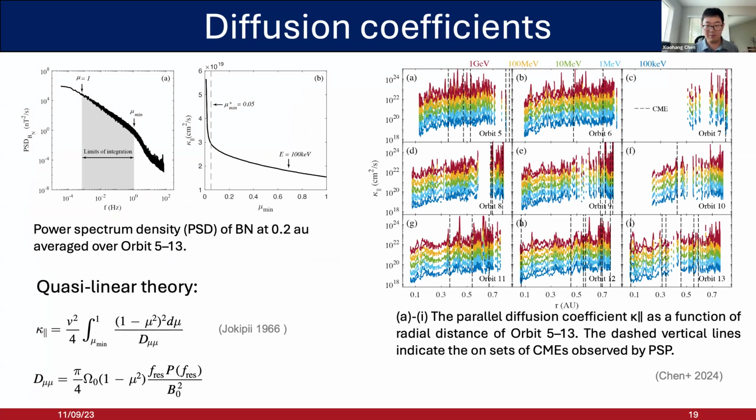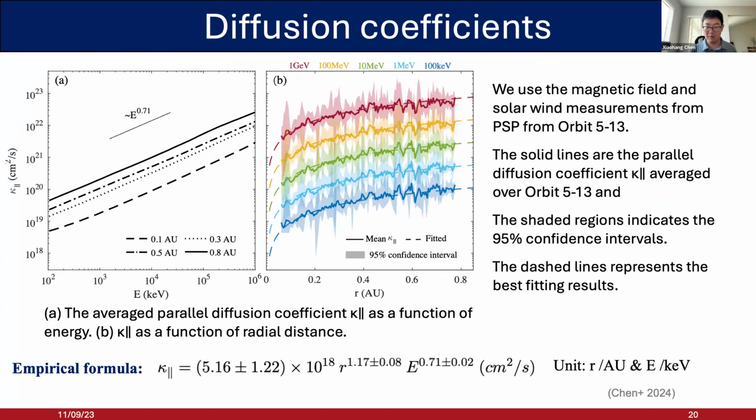This is another work which is published. We try to characterize how the diffusion coefficient, or mean free path, of the particles evolves as a function of radial distance. So we use about nine Parker Solar Probe orbits and use the actual magnetic field measurements to calculate how this diffusion coefficient evolves in space. And this is the empirical formula we obtained from this work. It describes how the diffusion coefficient evolves as a function of the radial distance as well as the energy of the particles.